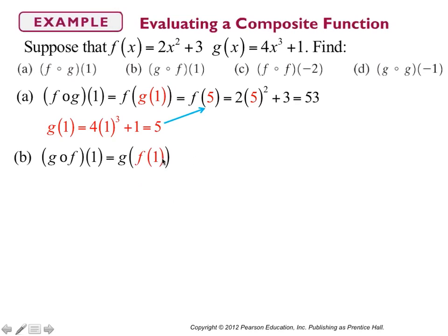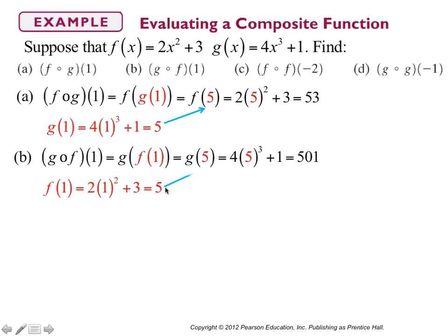Let's do another one. Let's do g of f of 1. So now I'm going to find f of 1 first. So I'm going to plug 1 into my f of x function. So I have 2 times 1 squared plus 3. That's going to give me a solution of 5. And then I'm just going to plug that into my g function. So I have g of 5. So I take 4 times 5 cubed plus 1. That gives me 501.